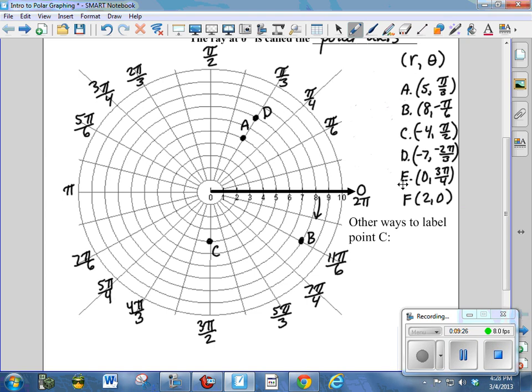E, 0, 3 pi over 4, radius of 0. Well, if the radius is 0, I'm not going anywhere.